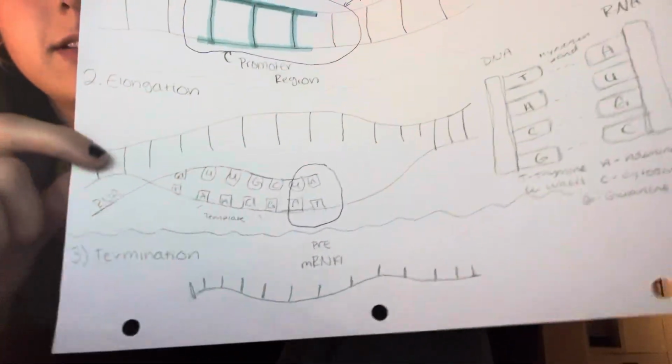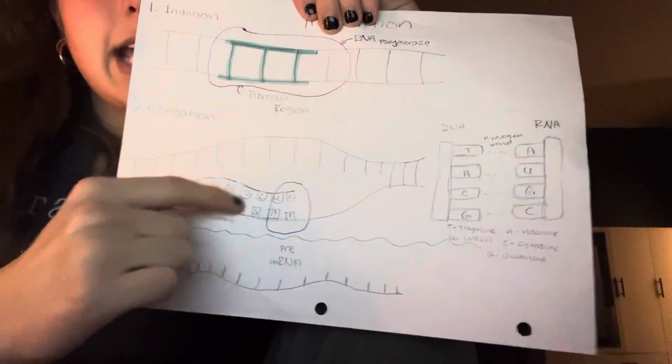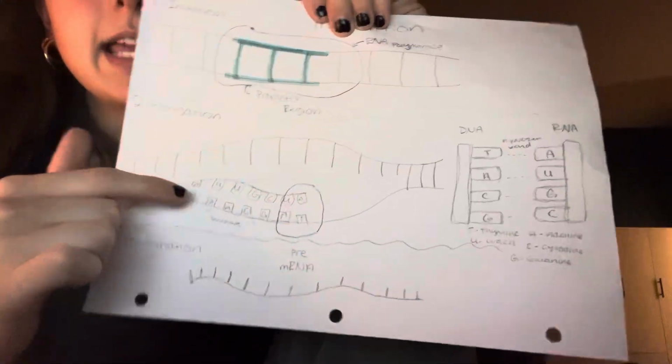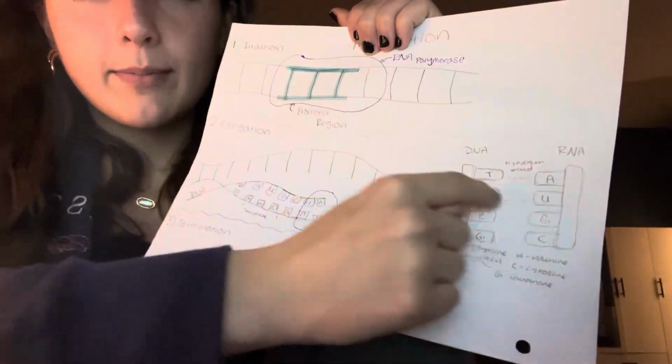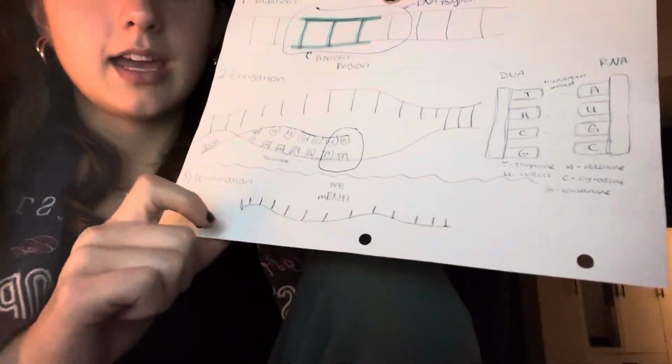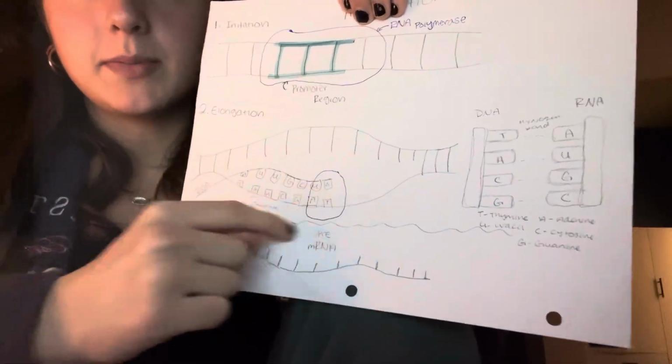And then that would move into the third step, which is termination. Termination is when the RNA polymerase reaches the end of the gene, it detaches, and the mRNA separates. Then the DNA is going to wind back up into its double helix. And so now we have the finished mRNA. It's a recipe copied from the DNA, the specific instructions to make a protein. And that leads into the second step of protein synthesis, which is translation.